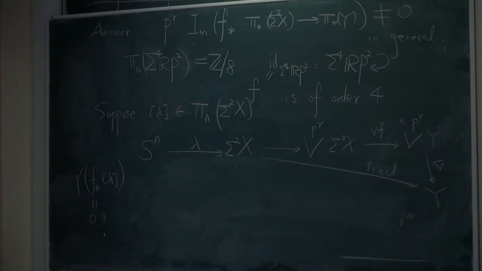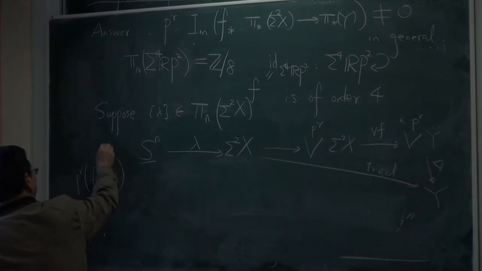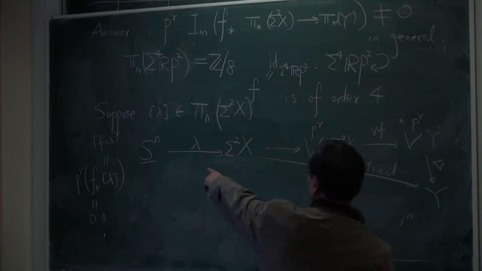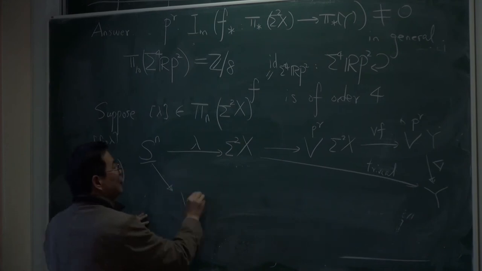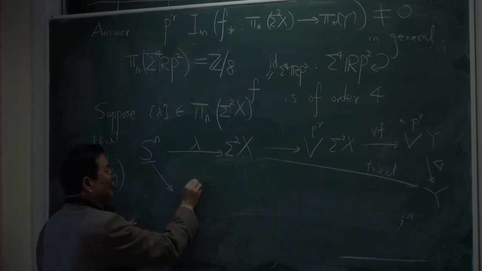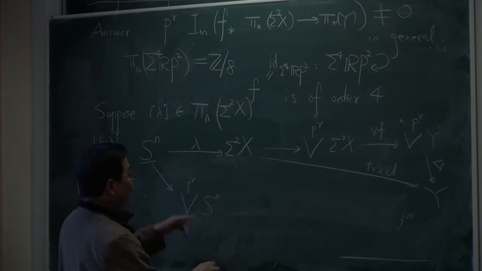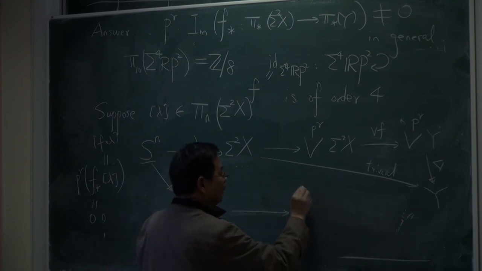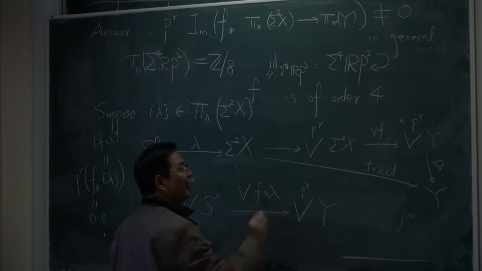That means that you have to start from this guy, because f star means this is just f composed with lambda, right? Mapping composition. So you have to start from this one, not from here. So you take p to the r co-multiplication, and you take the sphere, and now you take, followed by each guy in the middle, the map f composed with lambda, right?